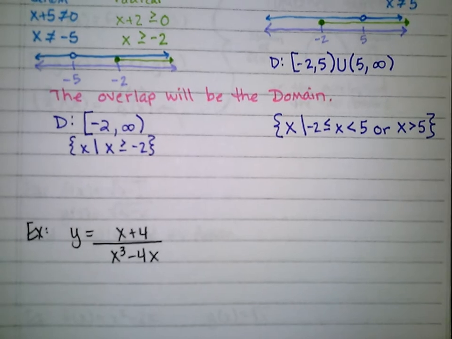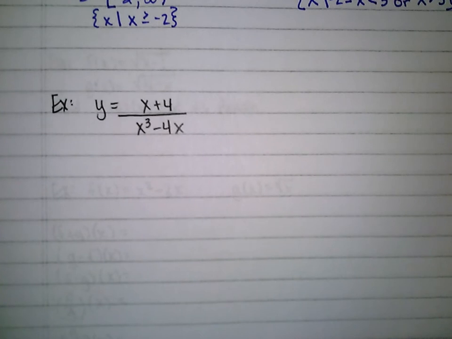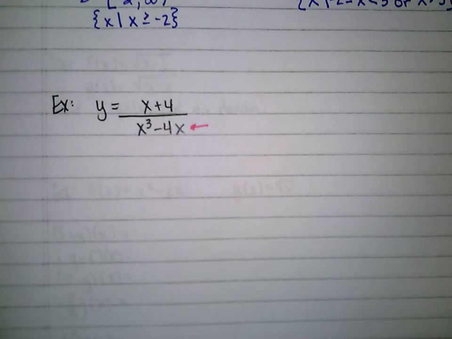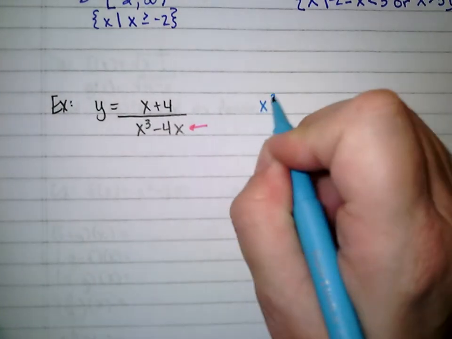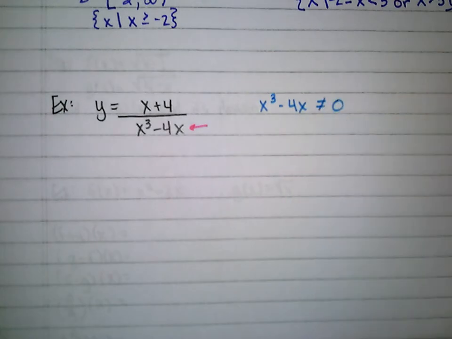Okay, what about this guy? y equals (x plus 4) over (x cubed minus 4x). So now our domain concern, I see things in the denominator. I see variables in the denominator. So when there's variables in the denominator, remember we take that denominator, x cubed minus 4x, and we set it not equal to 0. And then we're going to solve.